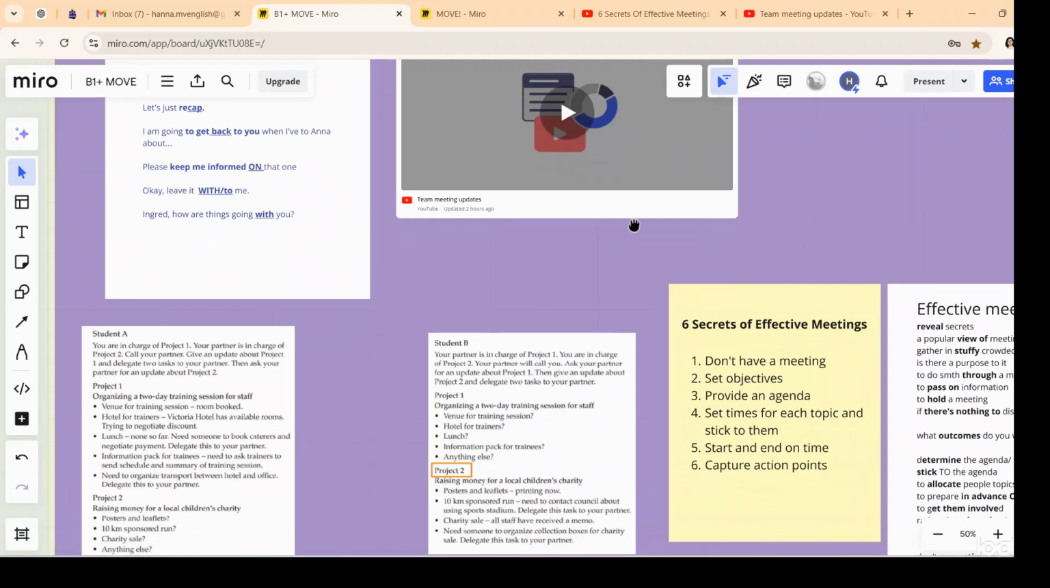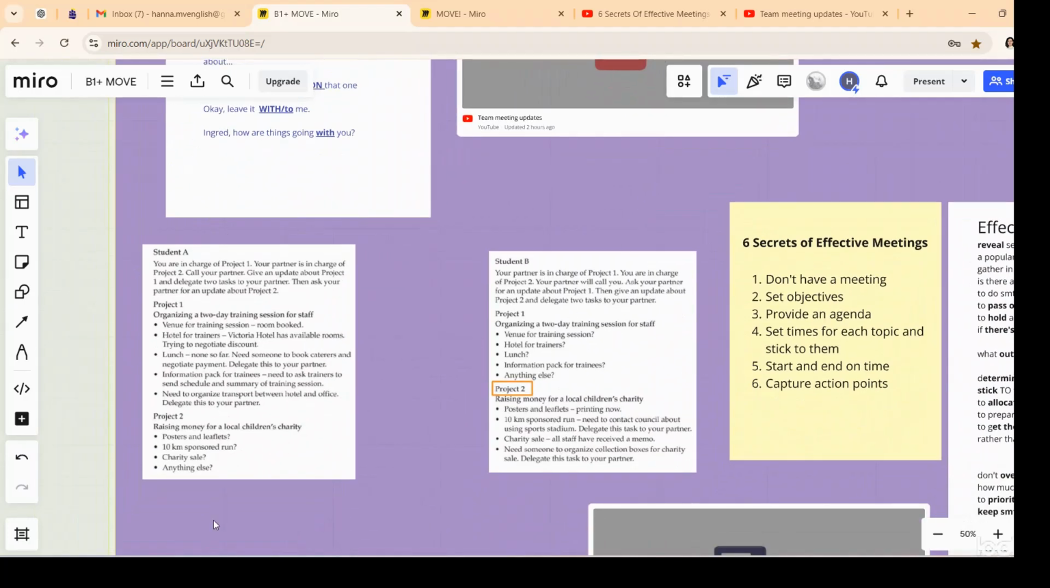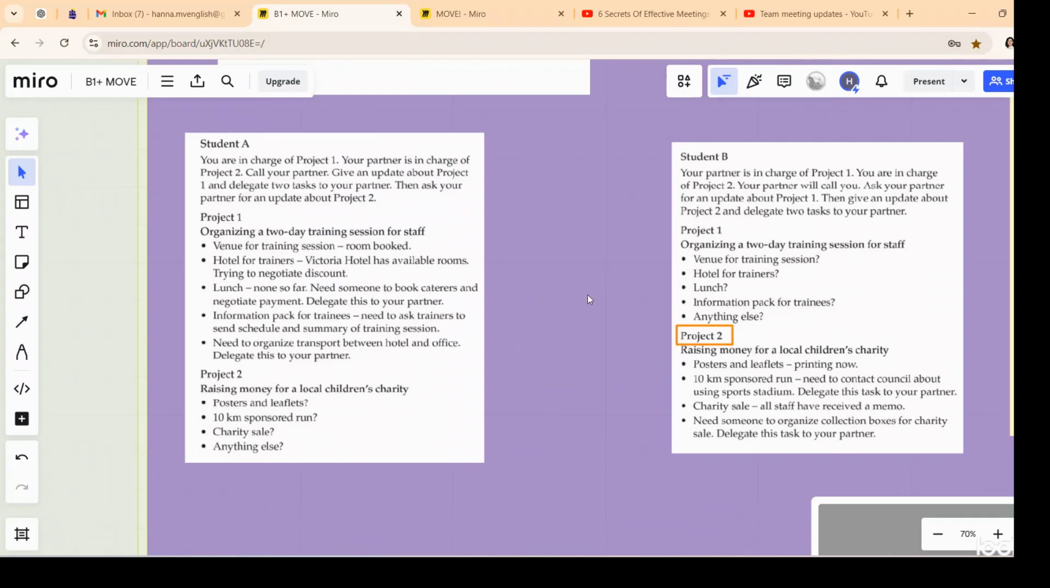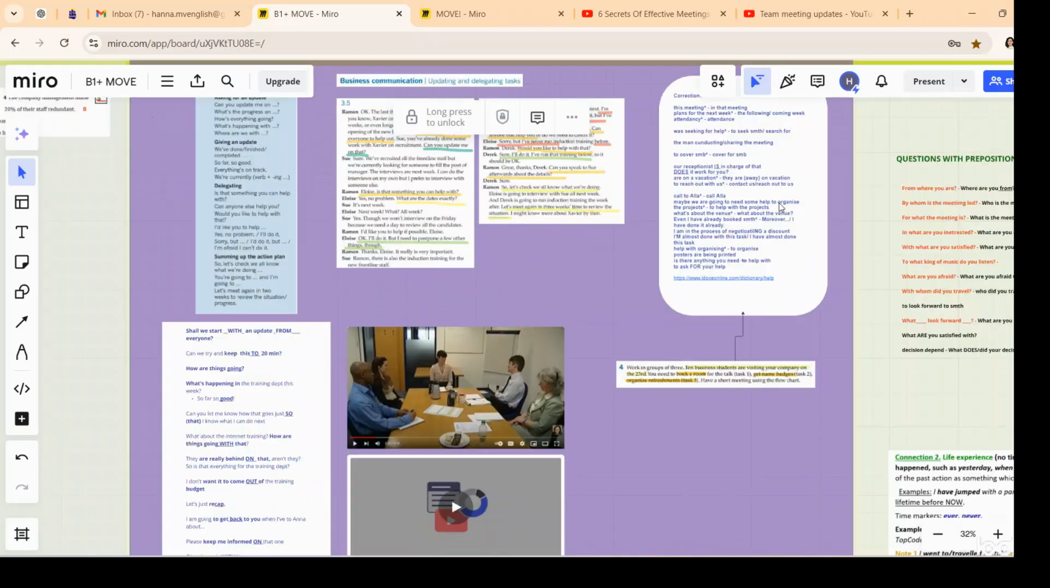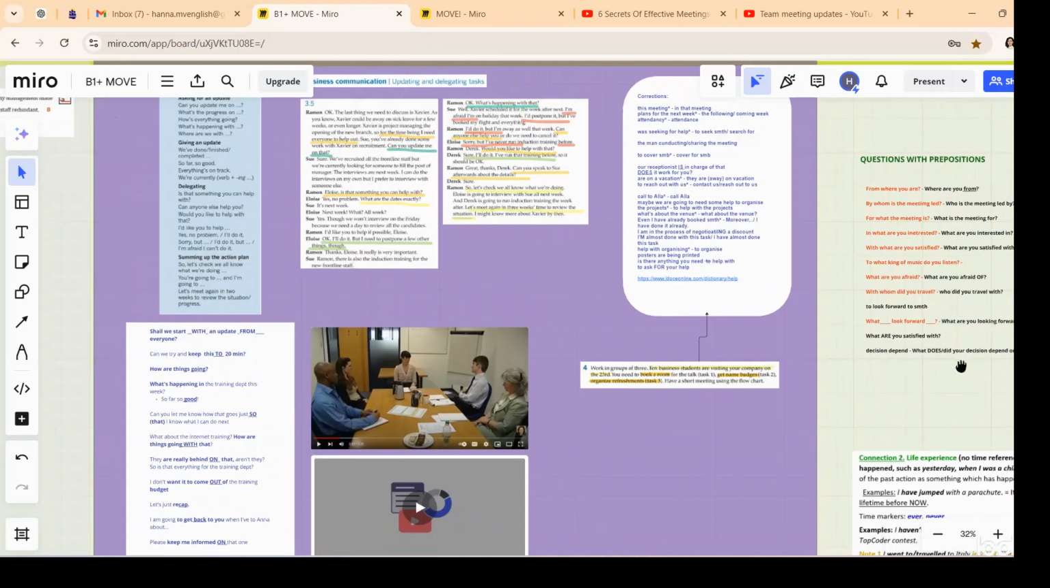After this part, we moved on to another communicative exercise. This one was a bit more complex. It was also an update meeting. In this task, they had to interview each other on the projects they were working on, to provide and ask for updates, as well as delegate some tasks. And again, as they were speaking, I was keeping a record of their mistakes.